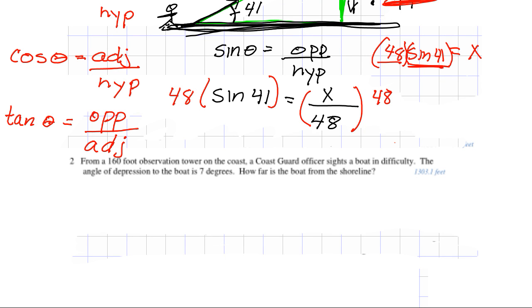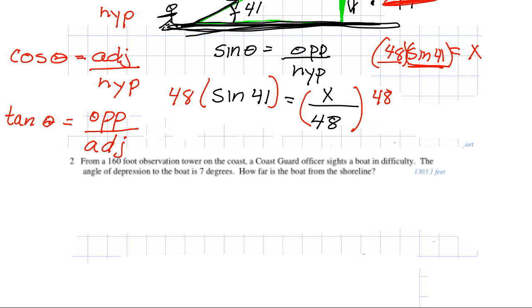Problem number 2. From a 180-foot observation tower on the coast, a Coast Guard officer sights a boat in difficulty. The angle of depression to the boat is 7 degrees. How far is the boat from the shoreline?